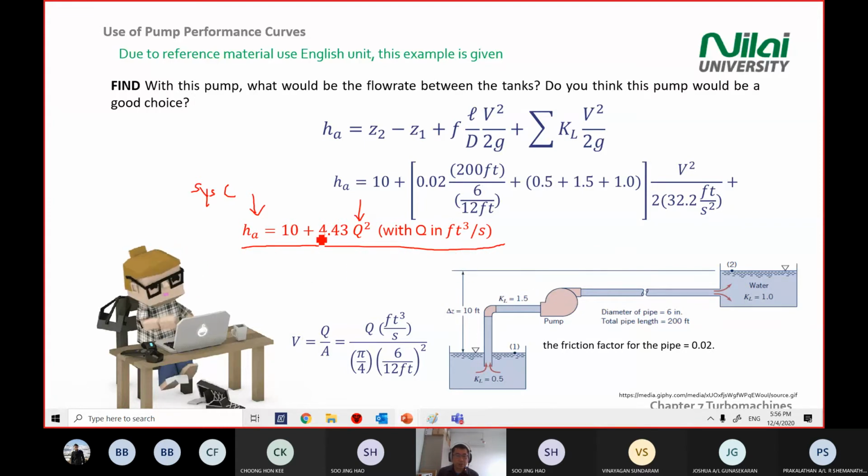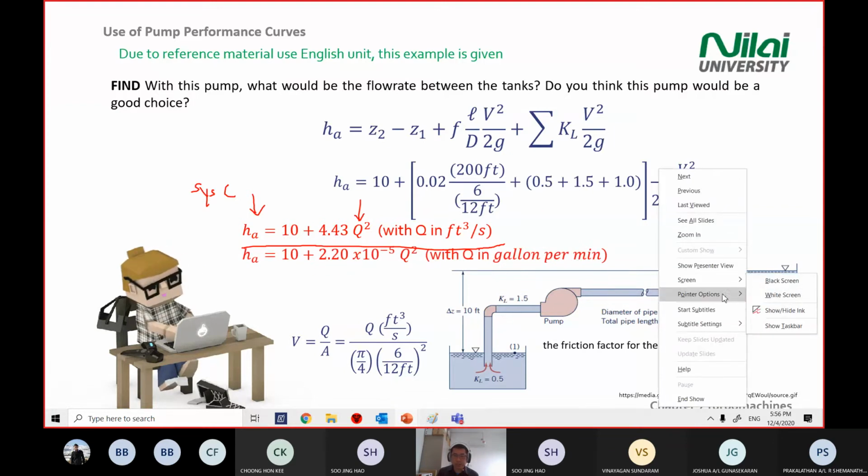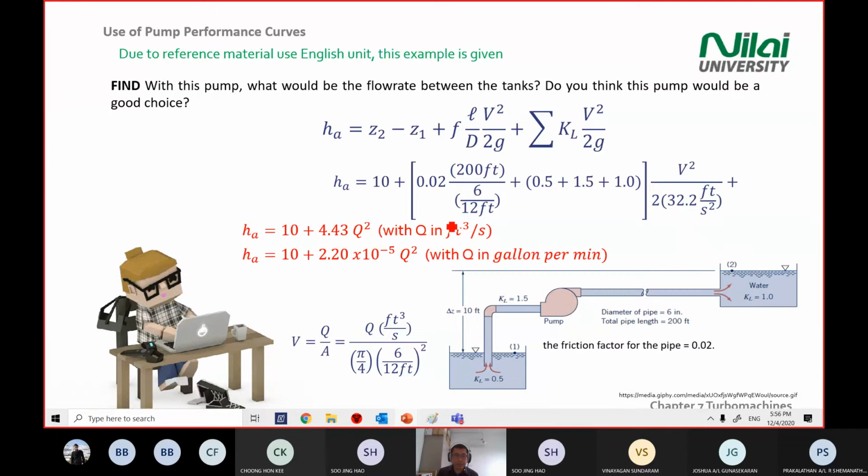So the difference between these two equations is the unit inside the equation. This equation is in feet cubed per second. However, because the graph we get from the supplier is in gallons per minute, you need to change this equation from feet cubed per second to gallons per minute. So there's a conversion.